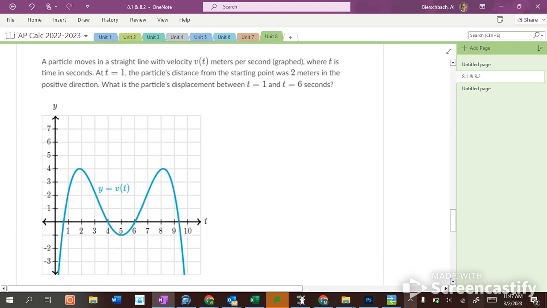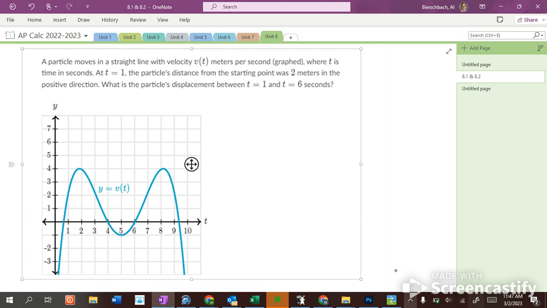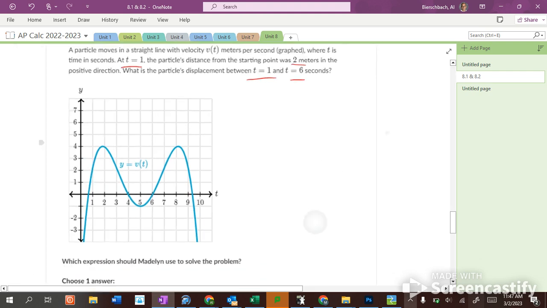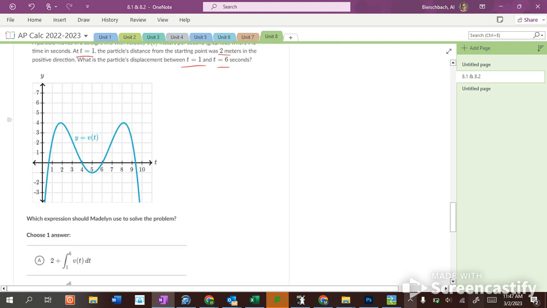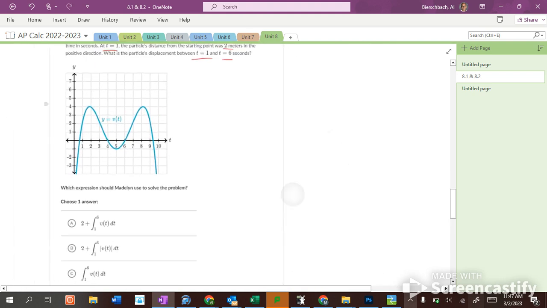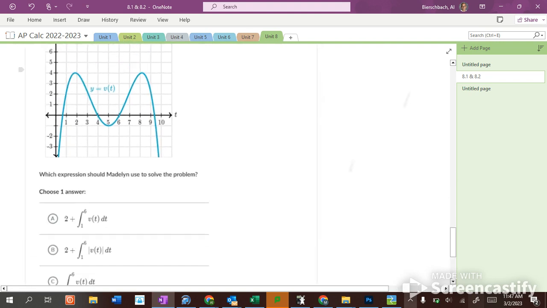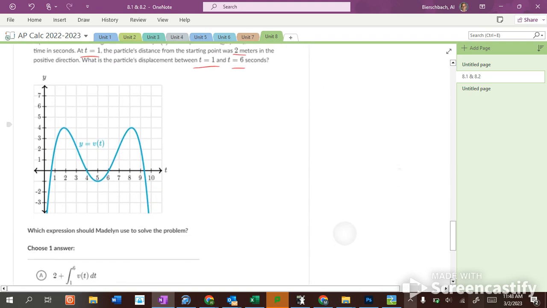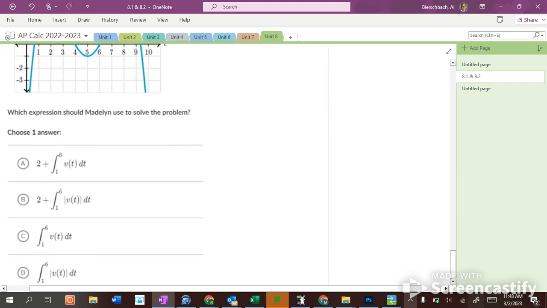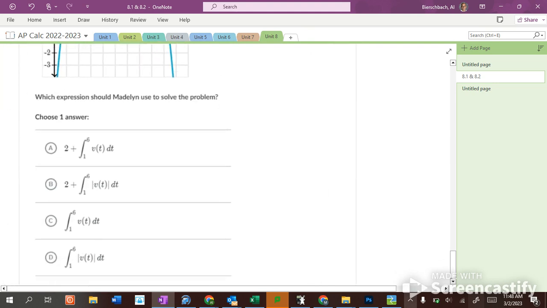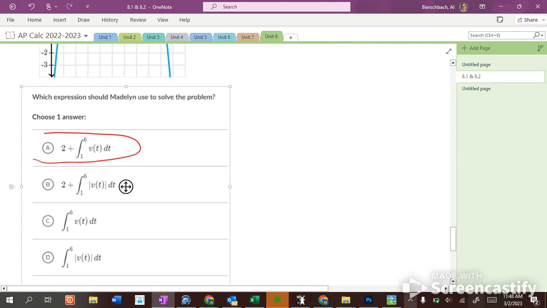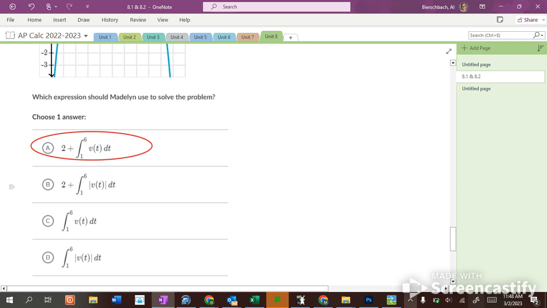A particle moves in a straight line with a velocity v sub t. At time equals 1, it's 2 meters in the positive direction. What's the displacement from 1 to 6? The displacement is how far it went. So it started at 2, and we want to know what its displacement is from 1 to 6. So if it started at 2, the displacement from 1 to 6 is without the absolute values.